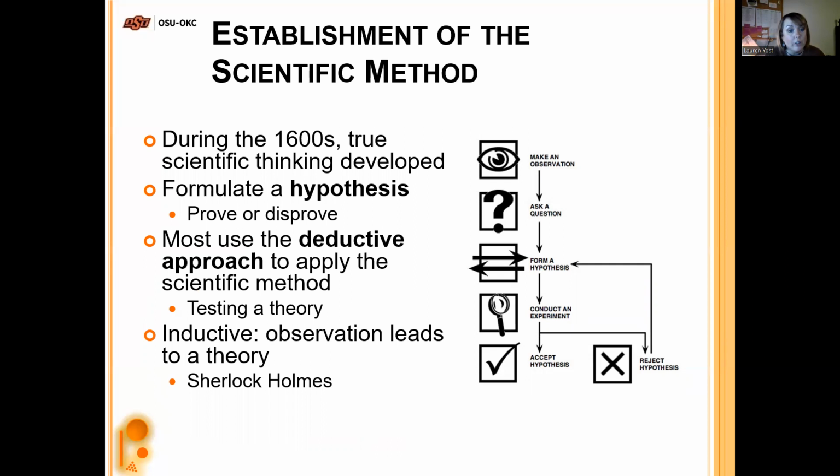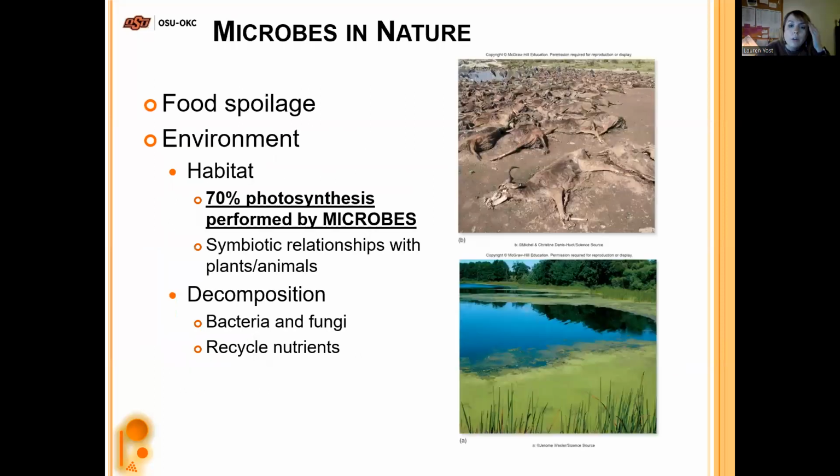There's another version called inductive, which I'm not going to ask you about, but just so you know what it is, that's observation leading to a theory. That's like what Sherlock Holmes does. He's just going along making all these observations of the little things and then getting to the answer there. That helped me understand what deductive reasoning was.